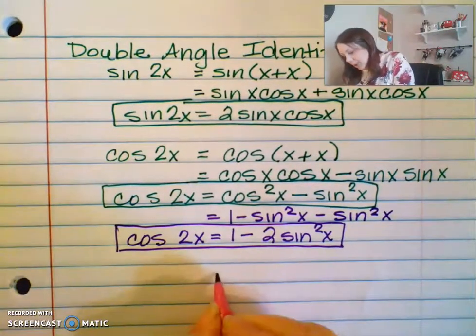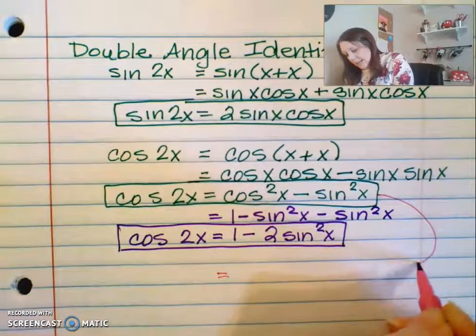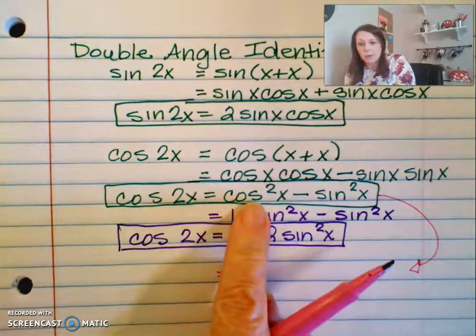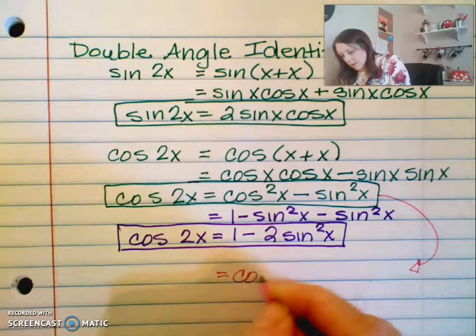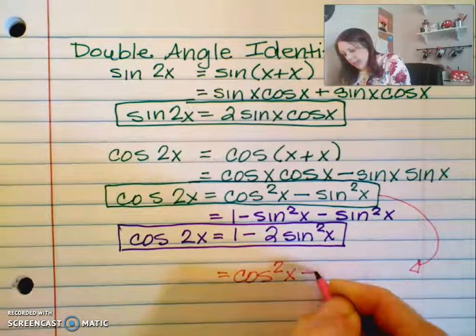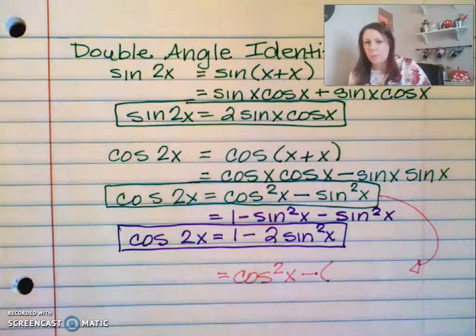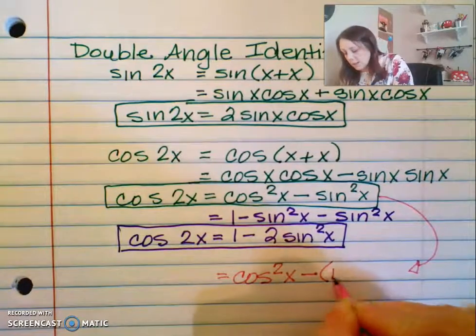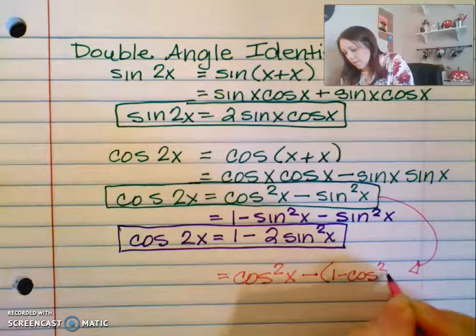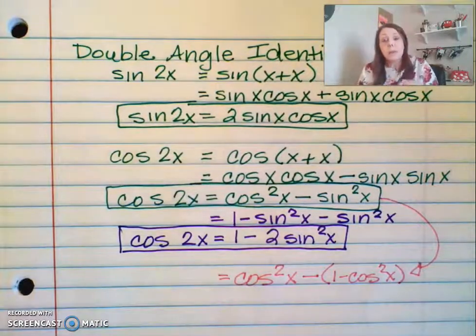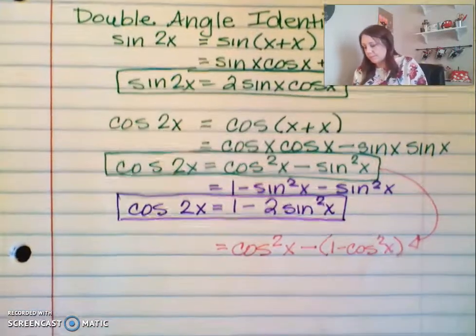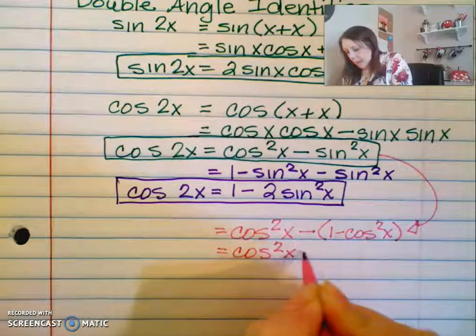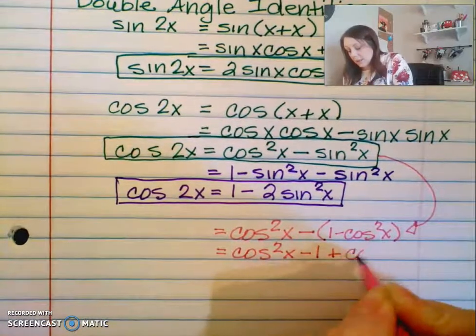And in this case, we're going to instead substitute the sine squared as a 1 minus cosine squared. So here we're going to keep this cosine squared minus, and I want to be careful because I'm substituting following a minus, so I do want to use parentheses here. I'm going to replace that sine squared with a 1 minus cosine squared. Okay, so the next step is to distribute that minus. In this case, that's going to produce a cosine squared x minus 1 plus a cosine squared x.